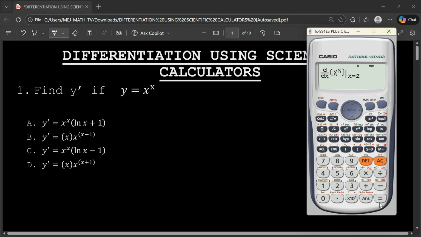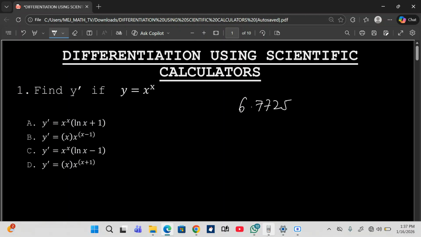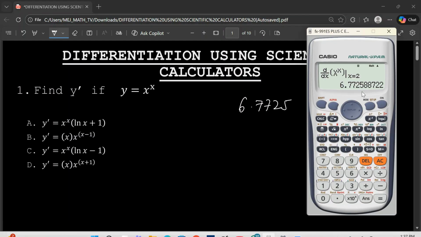And so we press the equal sign, and the answer should be 6.7725. So what this means is that if you are to plug in 2 into these functions, the correct option is going to give us a value of 6.7725. And so we are going to do that with a calculator.